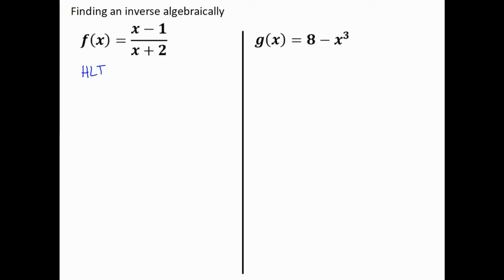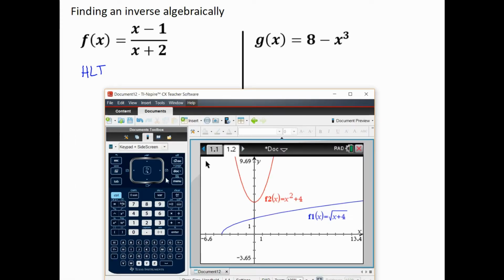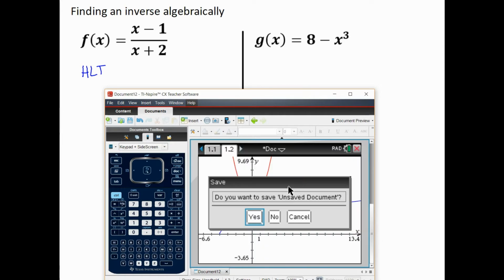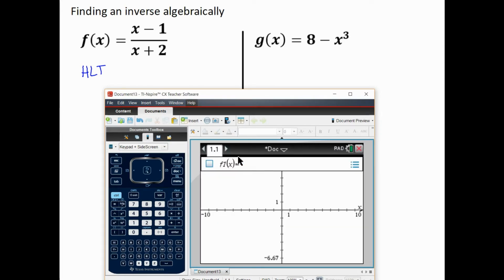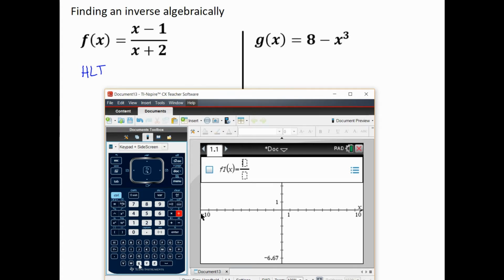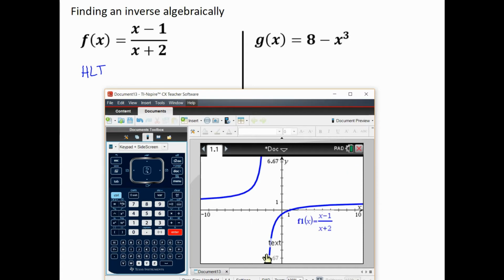The horizontal line test. Does this pass? You're going to want to graph it. There we are. New document, add graphs. We want the fraction x minus 1 for our rational expression over x plus 2. There it is. Does this pass the horizontal line test? Yes, it does. So we know an inverse function exists.